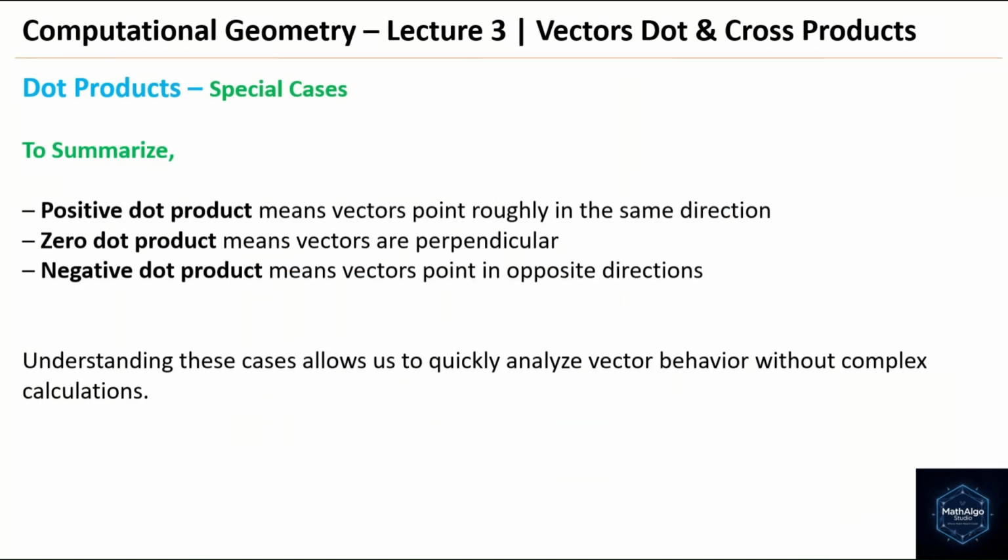To summarize these cases, positive dot product means vectors point roughly in the same direction. Zero dot product means vectors are perpendicular. Negative dot product means vectors point in opposite directions. Understanding these cases allows us to quickly analyze vector behavior without complex calculations. We'll use this intuition when solving problems and writing C++ code for vector operations.